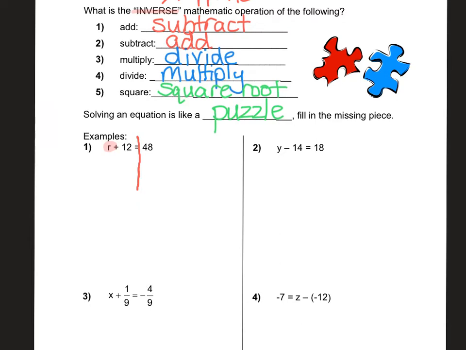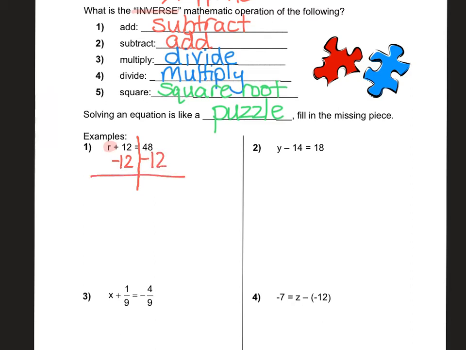So what we want to do is isolate, get r by itself. So we have to move the 12 to the other side. And we do that by undoing the operation, or doing the inverse of that operation. So you see in this problem, 12 is added to r. So if you look back at the top, the opposite of adding is to subtract 12. So whatever we do to the left side, we also have to do to the right side. So we subtracted 12 on the left. We also have to subtract 12 on the right.